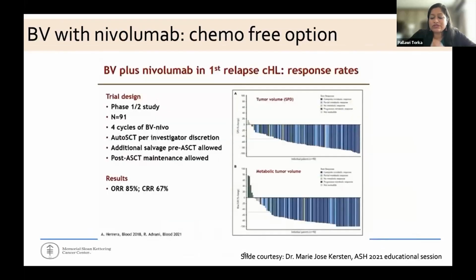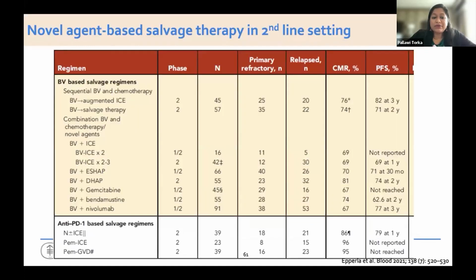So I'm going to show you some of the data that I've used in my practice. First of all, if you're planning to use a chemo-free option, BV Nivo is a good option, but the overall response rate and CR rate are not the best. The overall response rate is 85% and CR rate is 67%. Contrast this with the previous data.